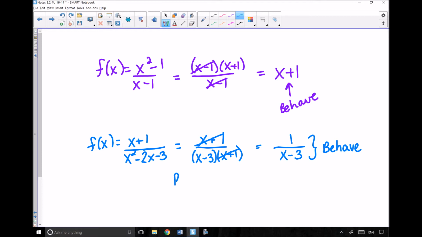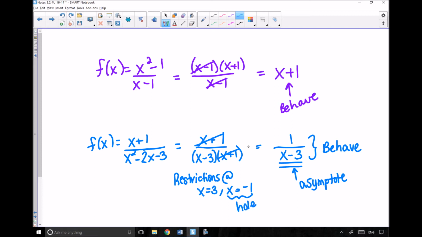But we also know that we have restrictions when x is equal to 3 and x equals -1. But these are going to end up being two different kinds of restrictions. This one right here, once I simplify it, this x minus 3 stays there. So that means that I'm going to have an asymptote at x equals 3. But at x equals -1 right here, I'm going to have a hole because these two will cancel each other out and it will behave like this. And this graph does not have an asymptote at x equals -1. Therefore, this graph will not have an asymptote at x equals -1.